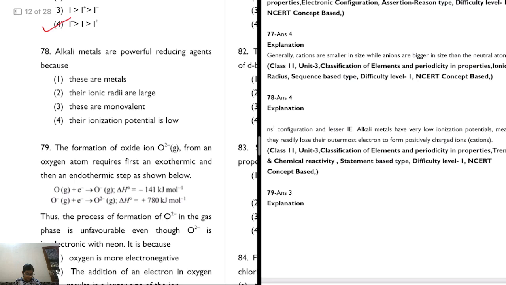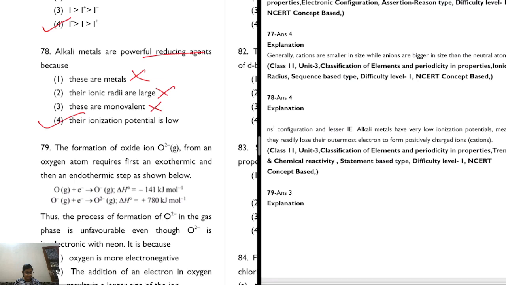Alkali metals are powerful reducing agents. Why? Not because they are metals; that is not any reason. Being ionic has to do with reducing and oxidizing agents, which always have something to do with the charge they carry. That is their potentials. This is also not the reason. So we are only left with the ionization potential being low.